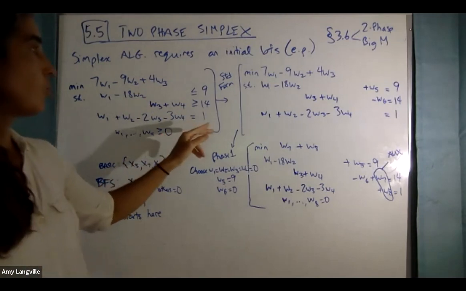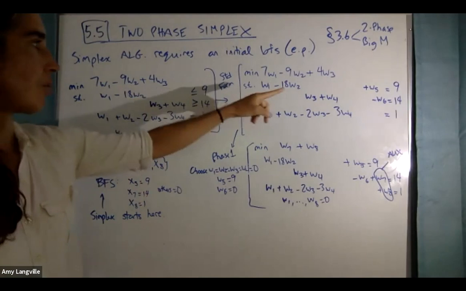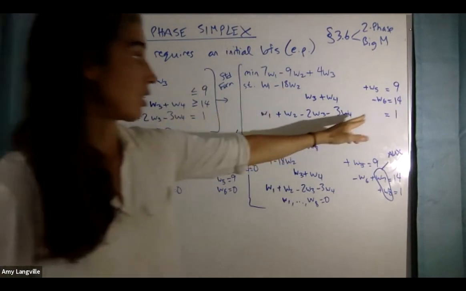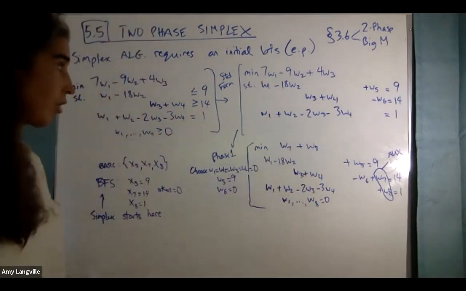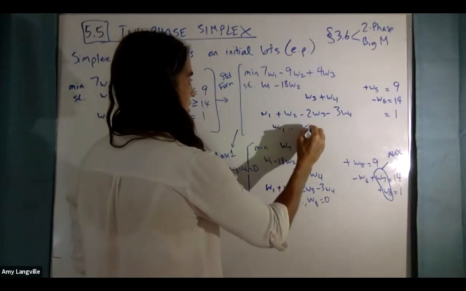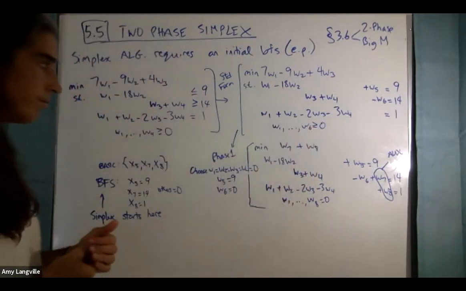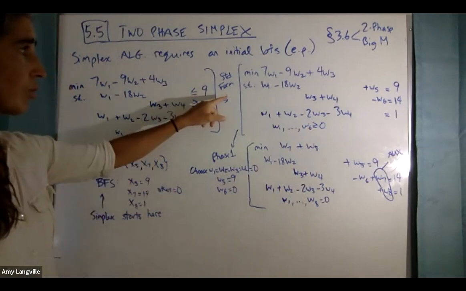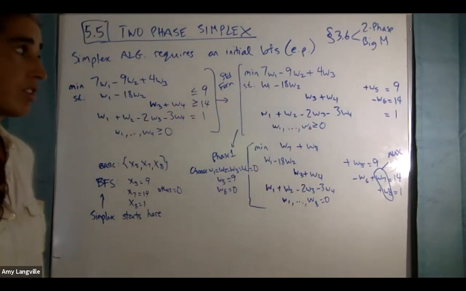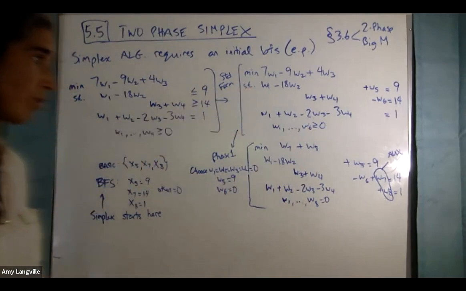Okay, so no problem. We add a slack here because we had something less than 9, so we added W5, or something bigger than 14, so we subtract a W6, and I forgot to write them, but all our Wi's are there, now W1 through W6, they're all greater than or equal to 0. Okay, this is what we'd like to start with, but it's hard to see right off the bat what's going to satisfy these three constraints, and so we're going to form the phase 1 problem.